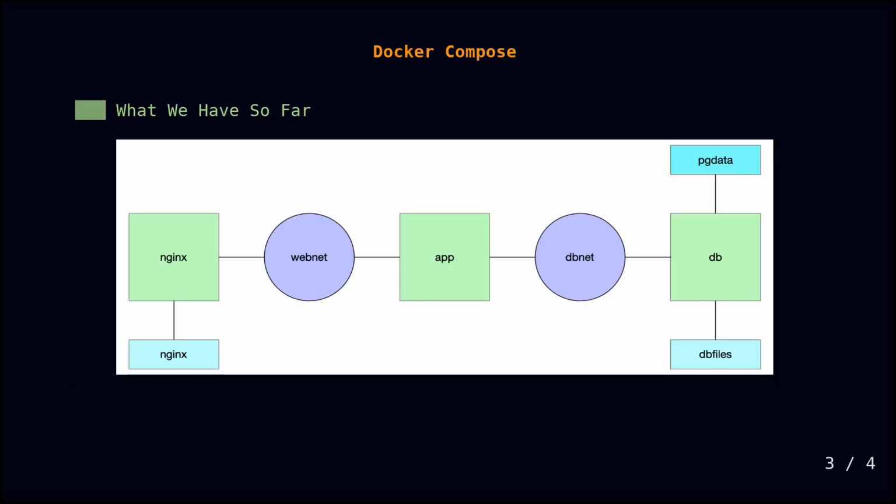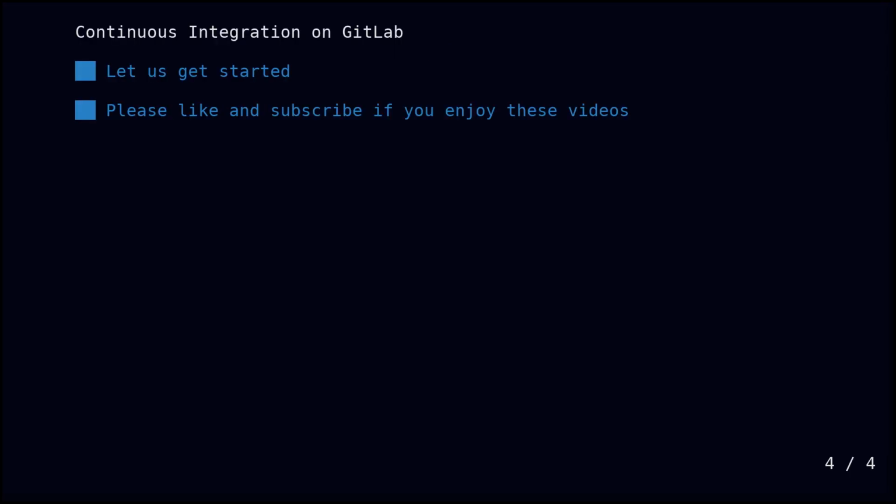What we have so far is this Docker Compose file that runs our application with network separation between the app and Nginx and the app and the DB service. So that's what we have now. We also have persistence so that our information is stored across multiple runs of the service. So let's go ahead and get started.